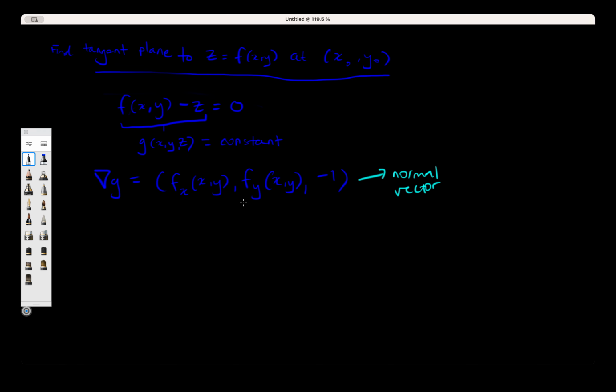So we now need this normal vector to be perpendicular to all the vectors in our tangent plane, right? And we can define that hypothetical vector as x minus x0, y minus y0. But how about z? Oh, I see. And then z minus f of x0, y0.